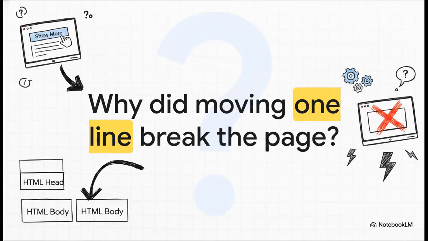Picture this highly relatable scenario from our source material today. You've built a perfectly working Show More button for your website. You click it, the content expands beautifully, click it again, and it tucks right back away. It's absolutely flawless. But then, just for organizational reasons, you take your perfectly good JavaScript file and move the script tag from the bottom of your HTML body right up into the HTML head. You hit refresh, click the button, and zero. Nothing happens. It completely crashes. So why did moving just one single line of code break the entire page?